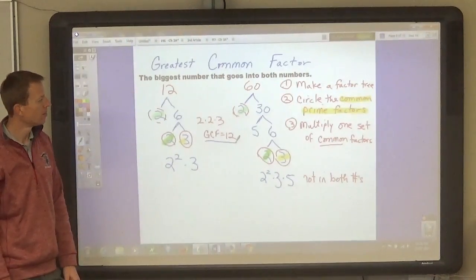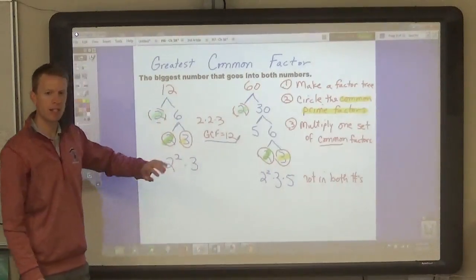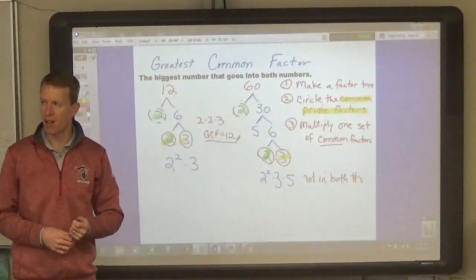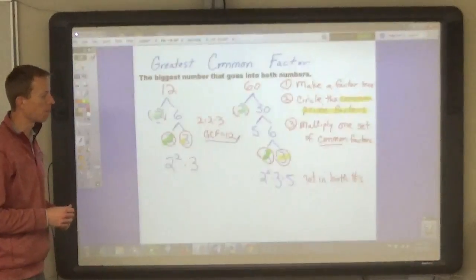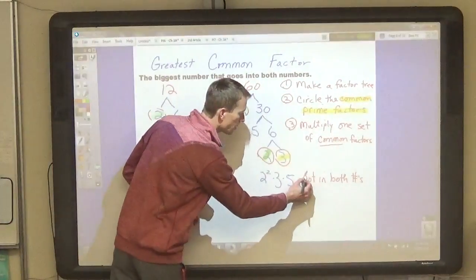And 12 is the greatest common factor. Okay? So there are a few steps in this one. Let's go through a few of these together, just so you get used to the steps. Make sure that you write down these steps.